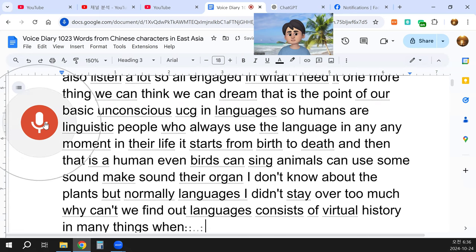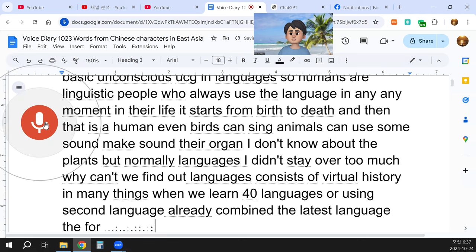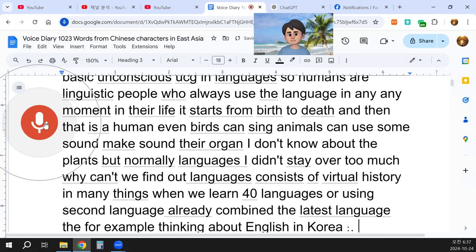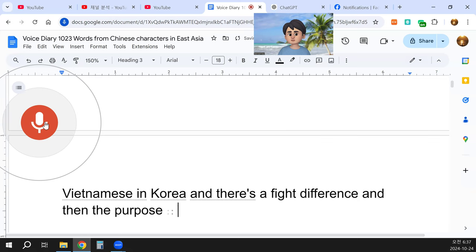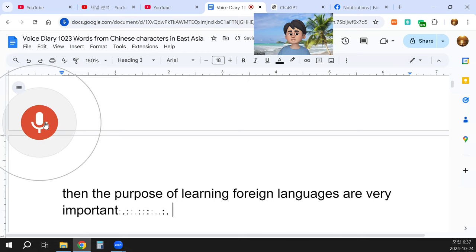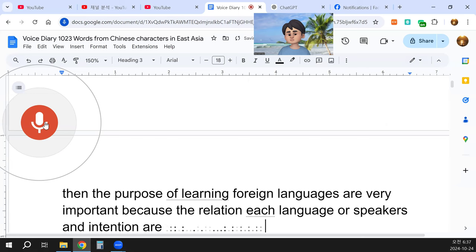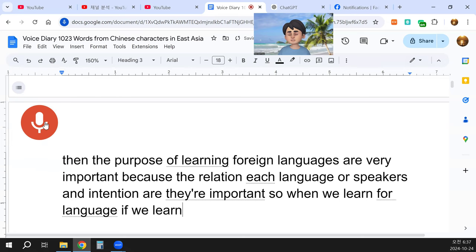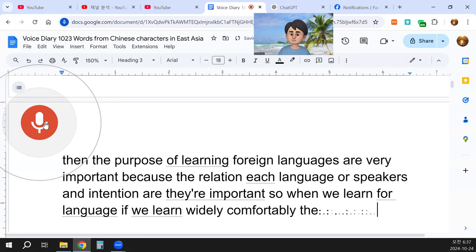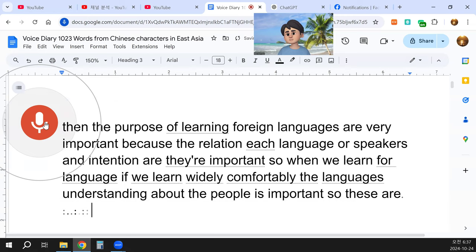When we learn foreign languages or use a second language, it already combines related languages. For example, thinking about English in Korea or Vietnamese in Korea, there's quite a difference. The purpose of learning foreign languages is very important because the relation between each language or speakers and intention are very important. So when we learn a foreign language widely and comfortably, understanding about the people is important.